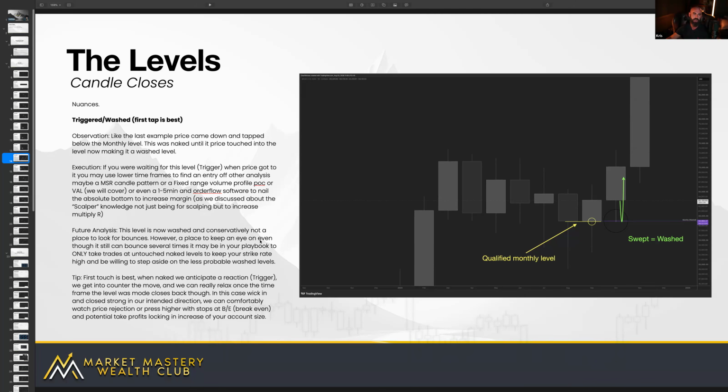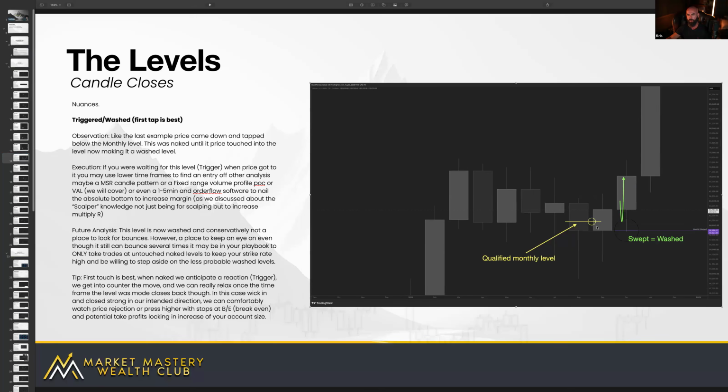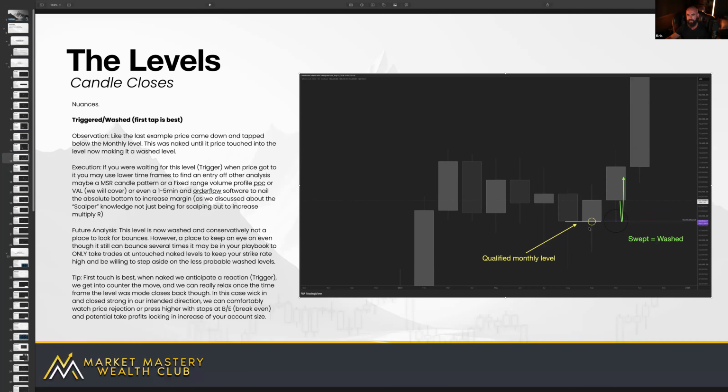However, it's a place to keep an eye on, even though it can still bounce several times. It may be in your playbook to only take trades at untouched levels to keep your strike rate high, and be willing to step aside on a less probable washed area. Okay, so this is where the level was formed, right in here.